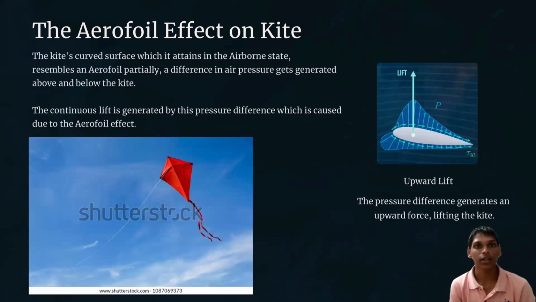In the airborne state, the kite attains a curved shape, and when the wind flows over the kite and below the kite, its velocity increases and decreases respectively. Due to the increase and decrease in the velocities of the wind, a pressure difference gets generated. We know Bernoulli's principle, and due to the pressure difference, a continuous lift acts on the kite, which helps it go higher and higher.